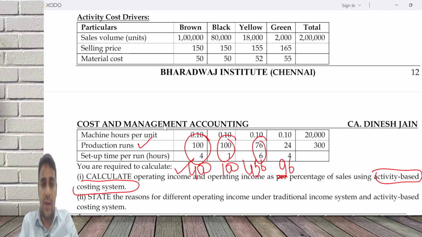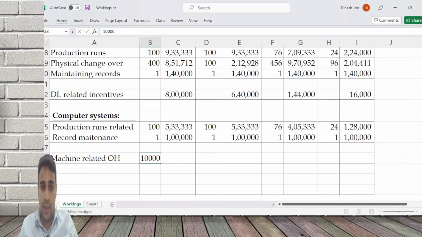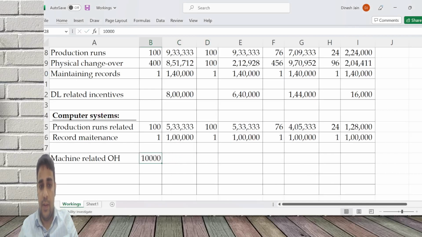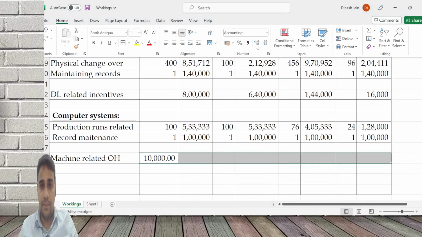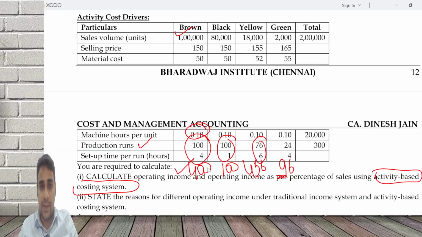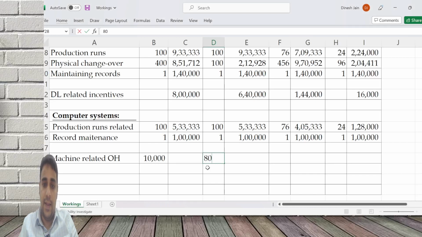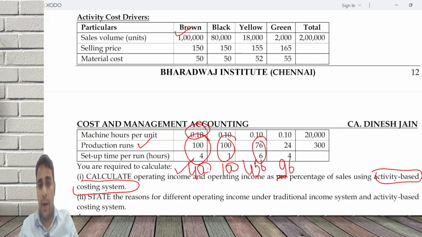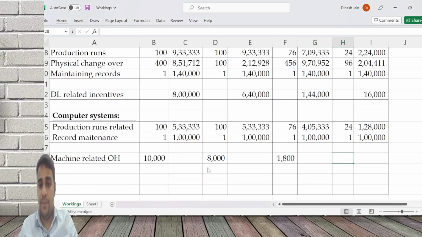First product is 1 lakh units into 0.1, which is 10,000. Second product is 80,000 into 0.1, 8,000. Third product is 18,000 into 0.1. And fourth product is 2,000 into 0.1. For all of this, the recovery rate is 140.